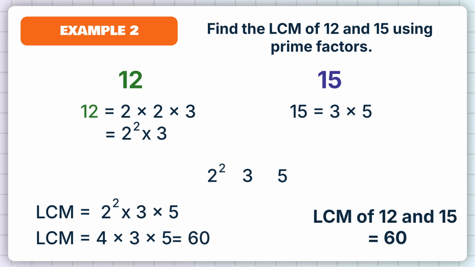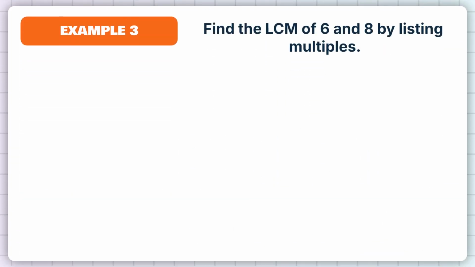The method of finding the highest powers of the prime factors achieves the same thing as drawing out the Venn diagrams, but can sometimes be easier. Pause this video and try to find the LCM using a Venn diagram to show that you get the same result. Example 3, finding the LCM using listing multiples.